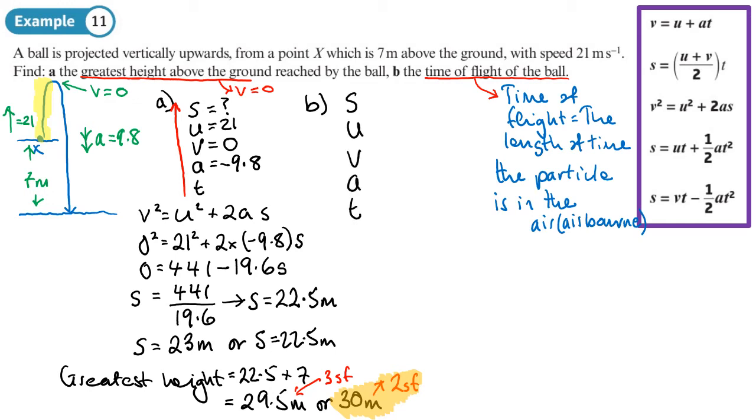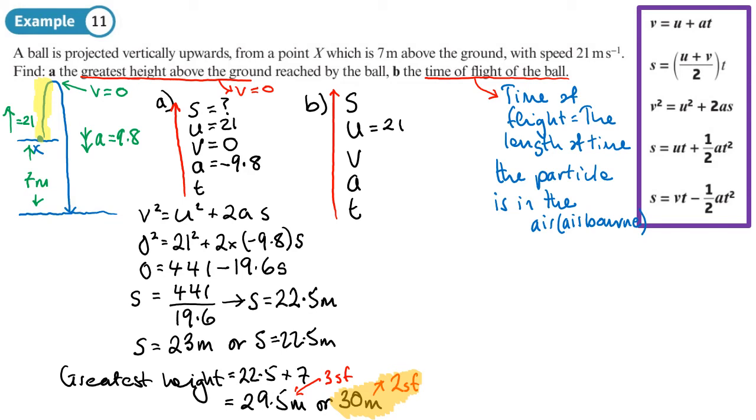I am going to take upwards as positive since it goes up to start with, like this. Now leave S to last. U is 21, so it starts off at 21. V we don't worry about. Now do not put 0 for V, because that is not the speed at which it hits the ground. That's the speed after it hits the ground. But we don't put V equals 0. We put V equals 0 up here, but not down here. This will be some other velocity when it hits the ground.